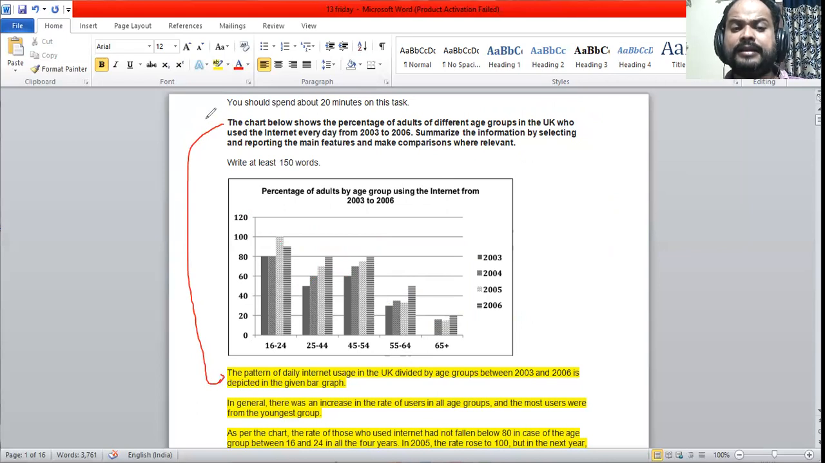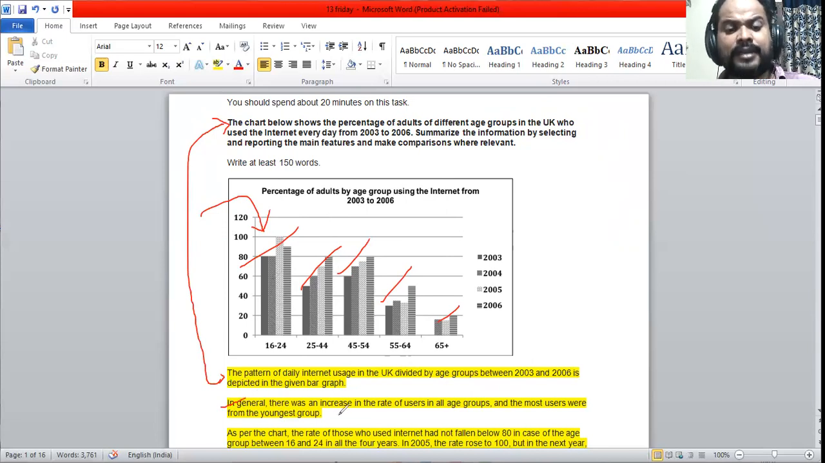The content is the same, but you cannot copy the question as it is. Now, I have to state the overall picture we have framed there. What was the overall picture? We have said that the general trend was increasing. The second thing was the youngest age group used it most.